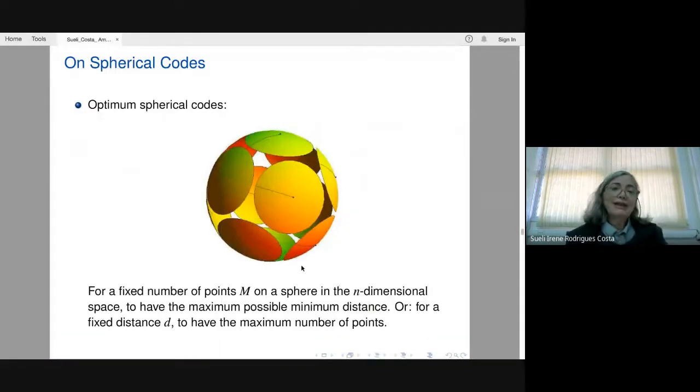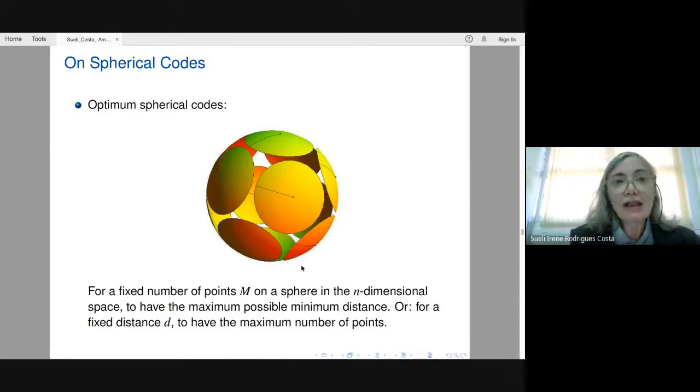Another topic, right, which is also related to discrete geometry: the optimal spherical codes. We have been working on this topic in three different aspects. What is an optimal spherical code?